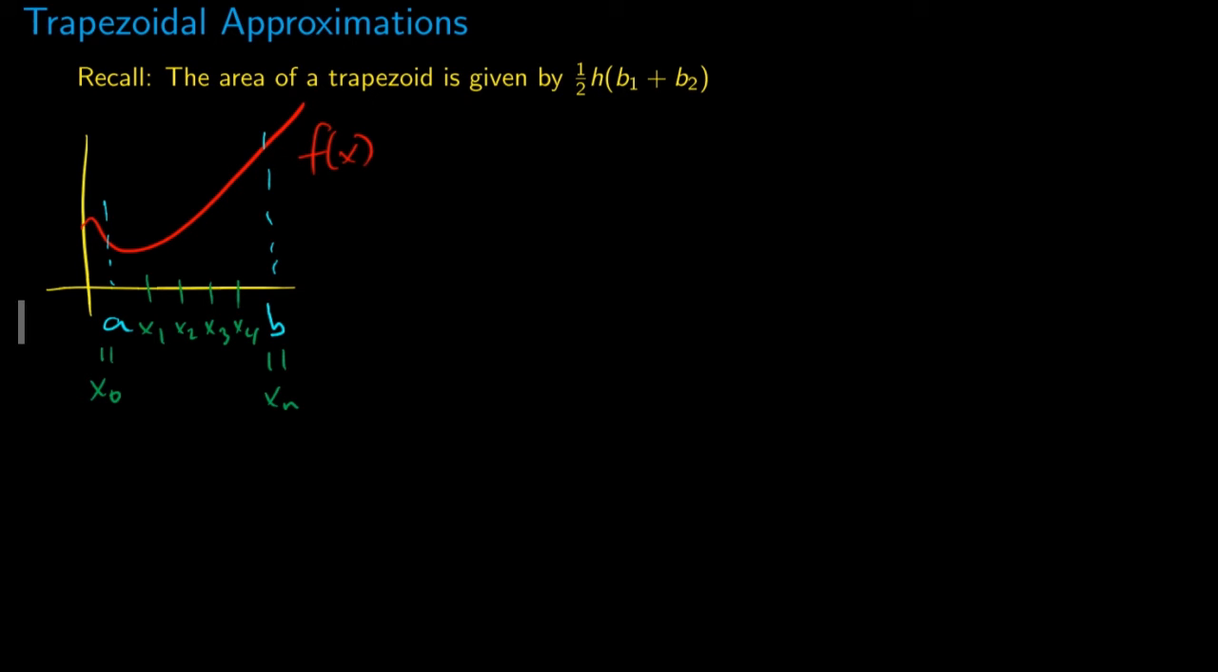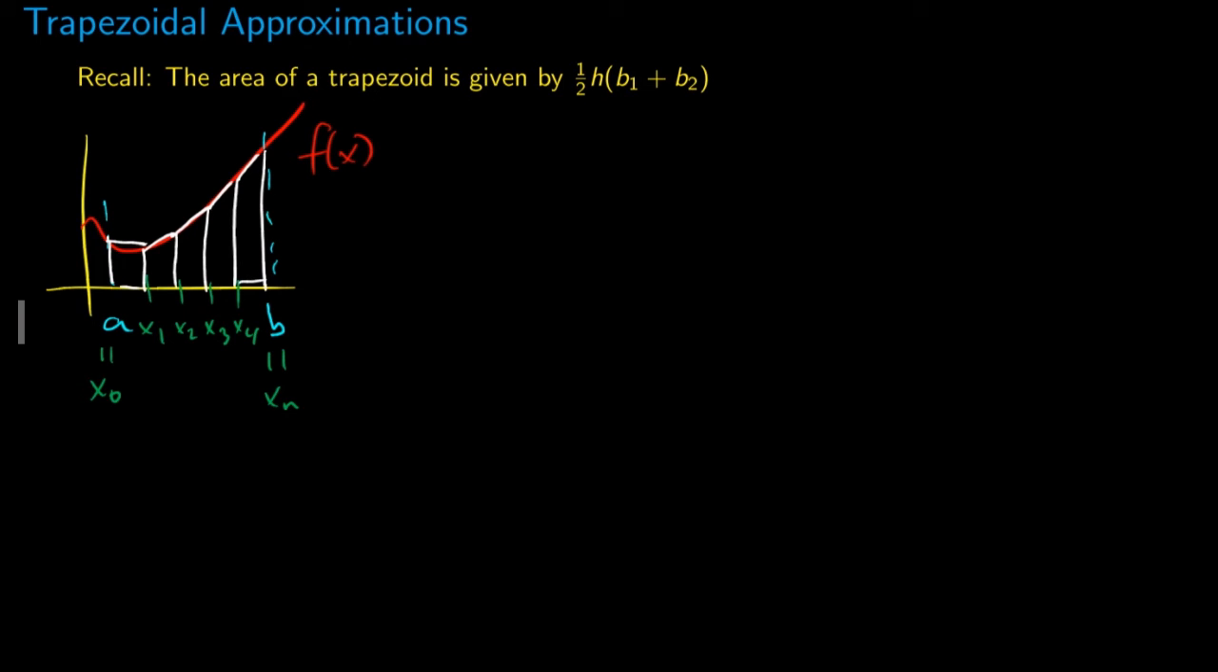In between x0 and x1, we have this trapezoid. We connect the top. Here's our next one. We'll just keep going all the way to the end. If we want to approximate the area under the curve, we'll just add the area of all these trapezoids.